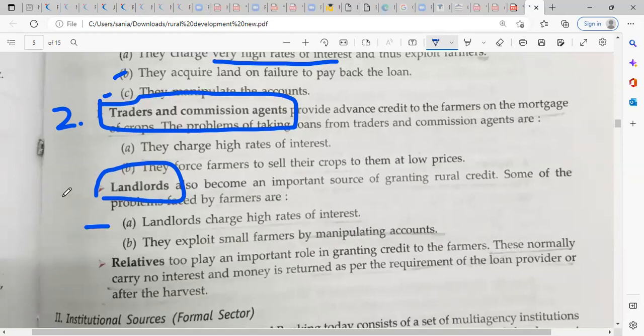That was the third, and the fourth one is your relatives. Relatives play a role in credit. These normally carry no interest, and money is returned as per the requirement of the loan provider or after the harvest. If you are taking money from your relatives, you don't have to pay any interest. So write relatives, and then write no interest.